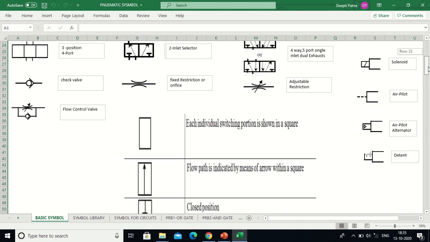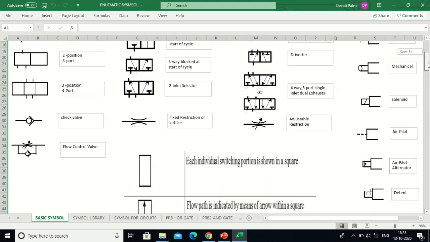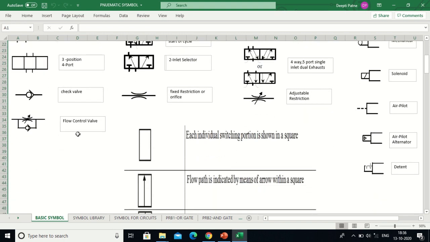Over here I have kept the basic symbols, where the flow control valve, restriction and adjustable symbols are there.